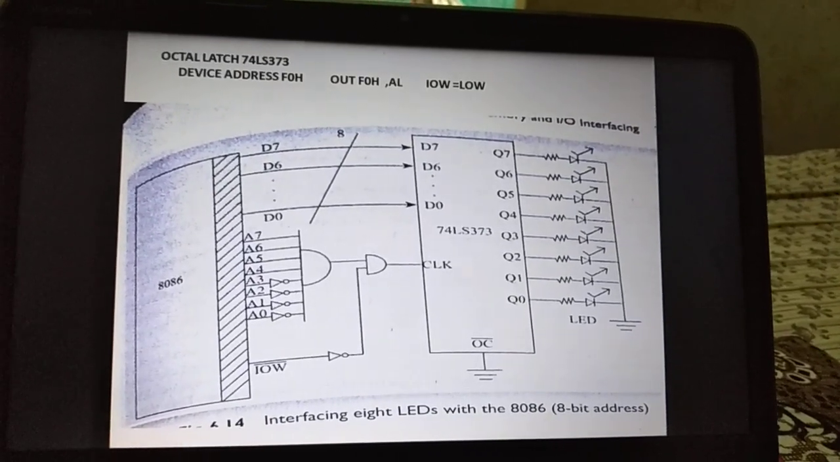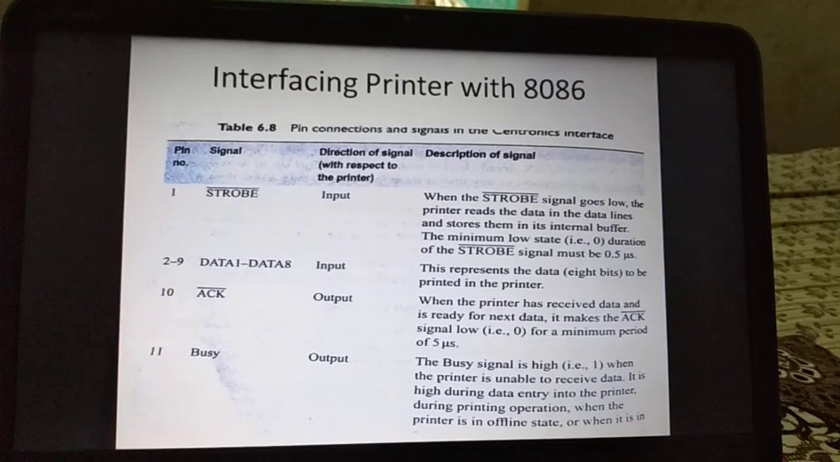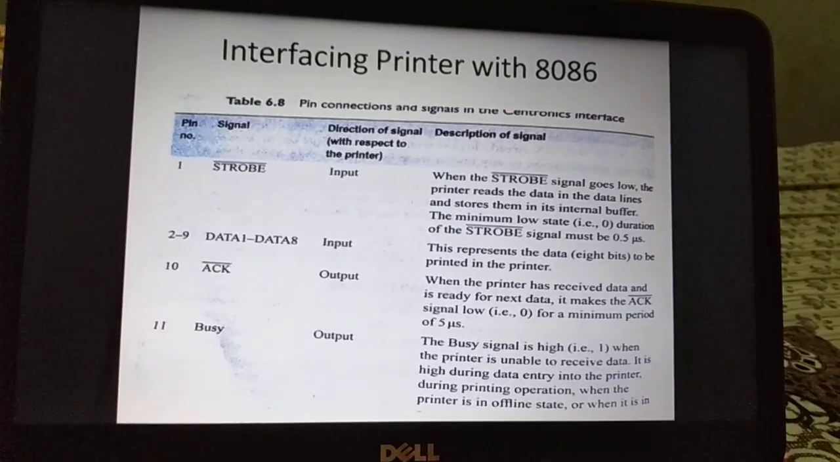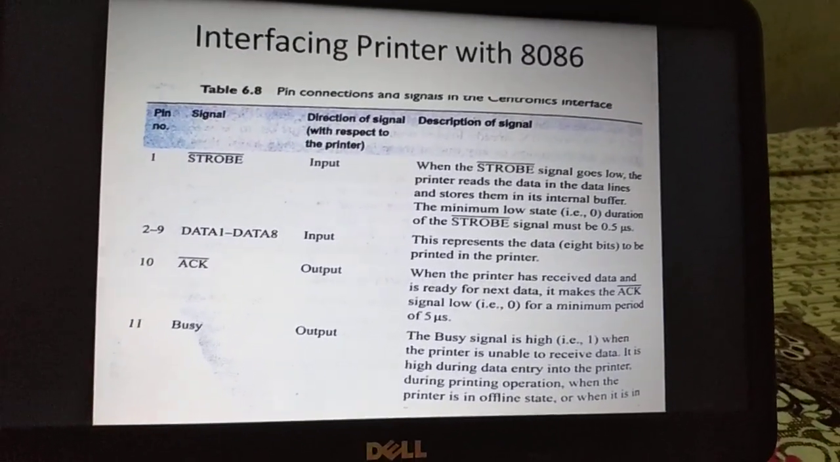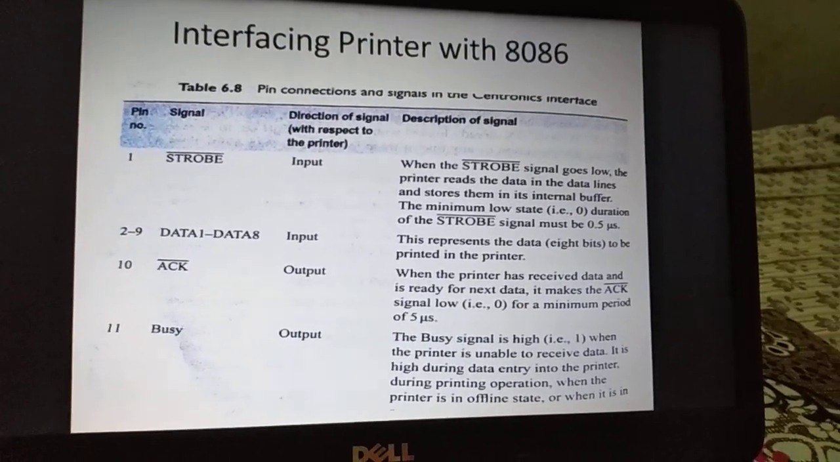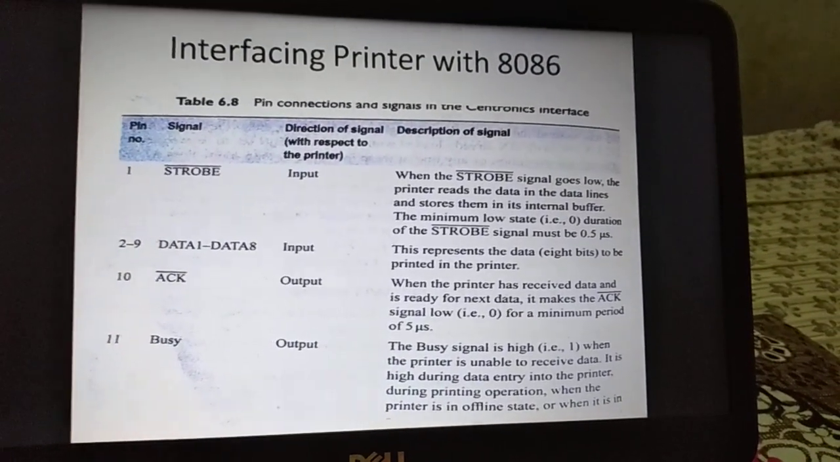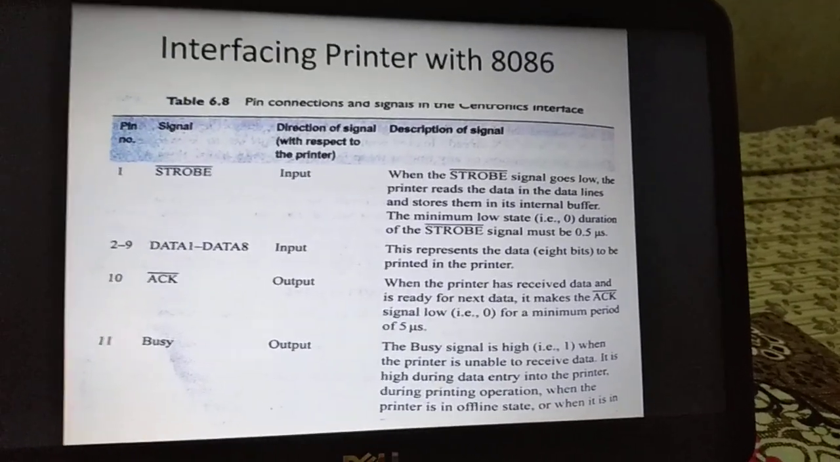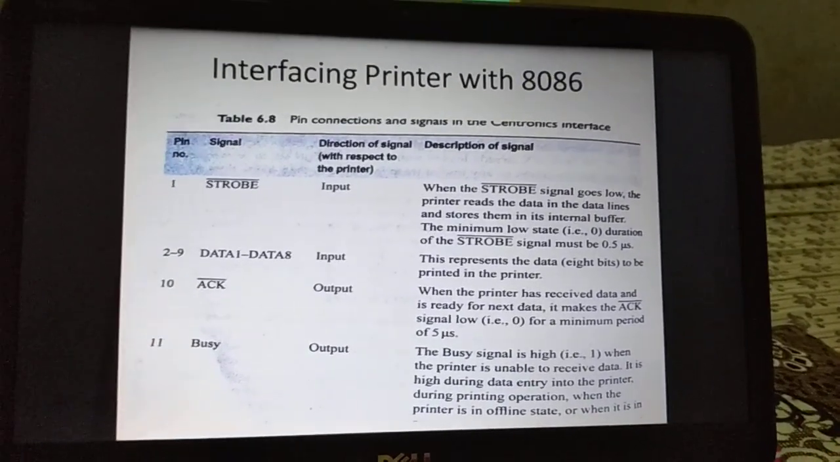Now let us come to two real-time examples. One is the printer and the other one is the CRT. There are many types of printers. Here we are given the Centronics printer. The Centronics printer is provided with a 32-bit interface. The signals are given here.